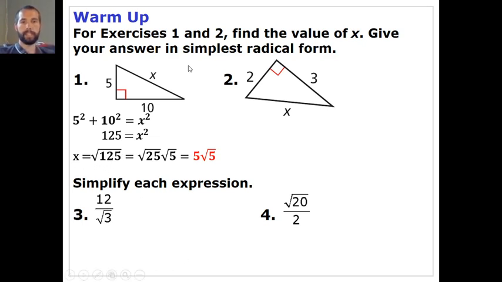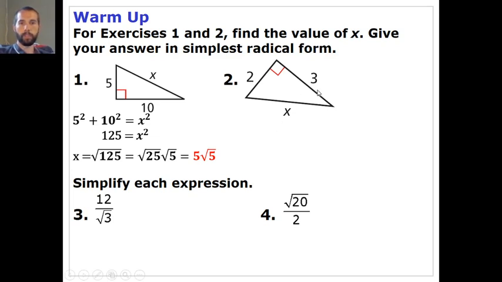So to write it in simplest radical form, what you want to do is take that 125 and break it up into a perfect square times another number. You want to always pick the biggest perfect square that divides in. So 25 is the biggest perfect square that divides into 125. And the square root of 25 is 5. So our final answer is 5 radical 5. That's simplest radical form.